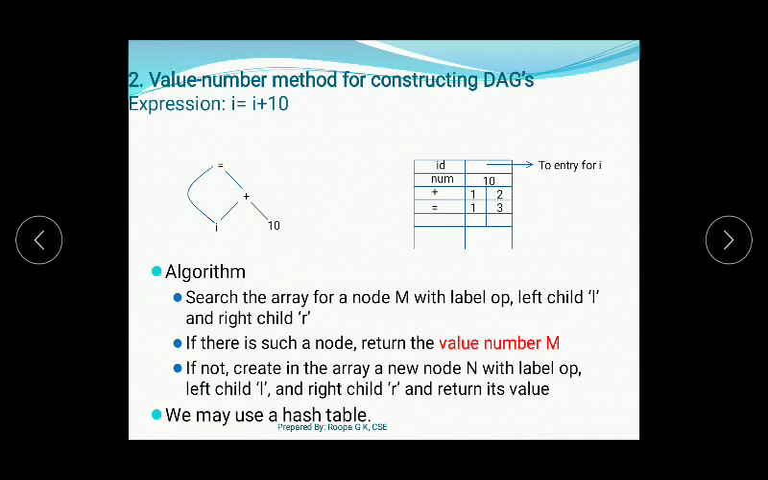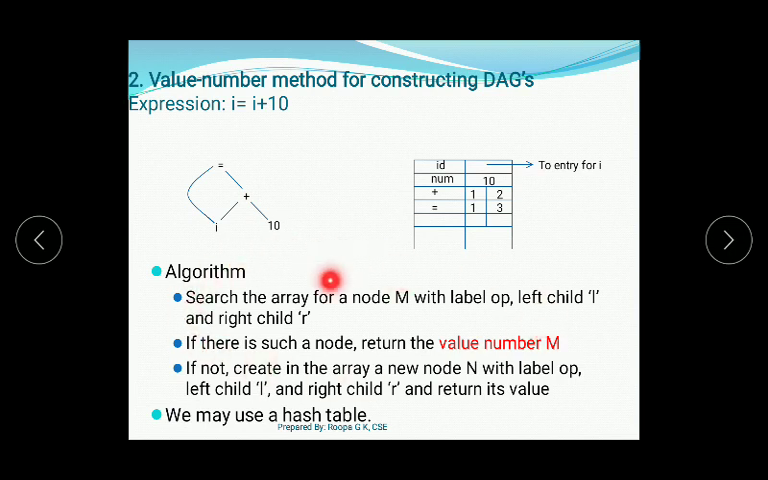Another method is called the value number method for constructing DAG. Consider the simple example expression I is equal to I plus 10. See, the occurrence of I is twice, but we have to use it only once. How will you write? First consider I plus 10. So for the plus operator, the first operand is I, the second operand is 10. For is equal to, draw a curved line like this. I is equal to I plus 10. This is the DAG. This DAG can be constructed with the value number method.